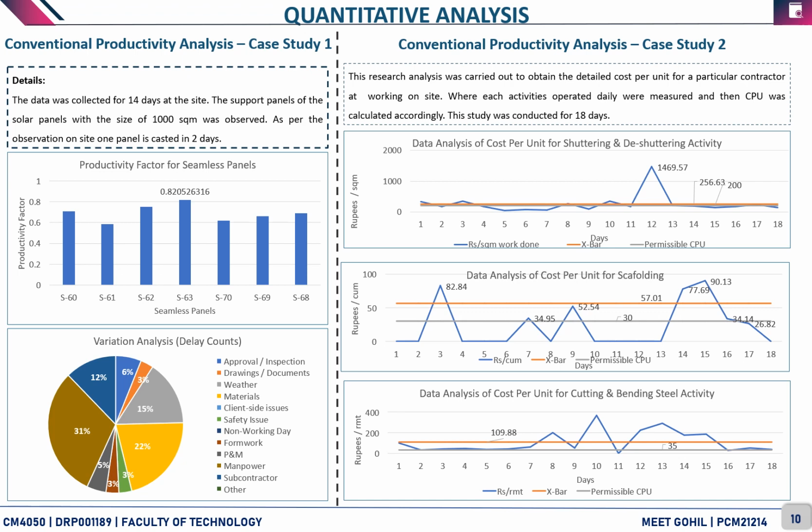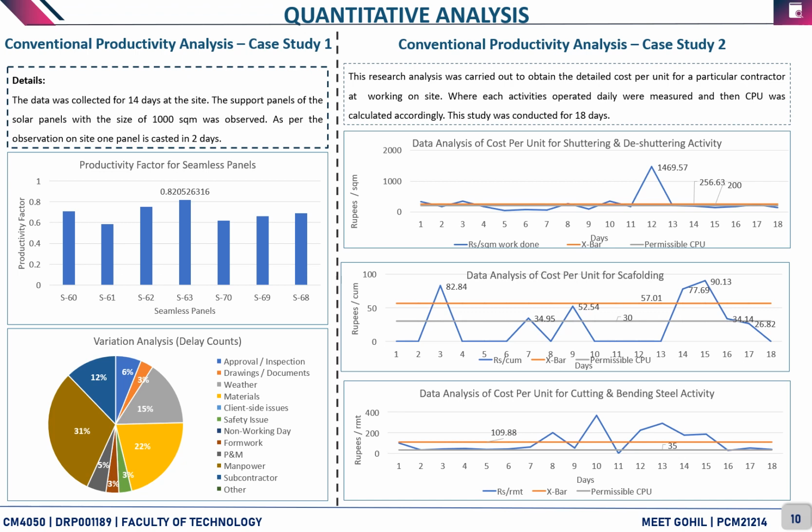Similarly, for the data analysis of cutting and bending on the right hand side, we can see the clear deviation of the daily cost per unit from the average calculation of the cost per unit and the permissible cost per unit. Similarly, in the data analysis of cost per unit for scaffolding, we can see the same.